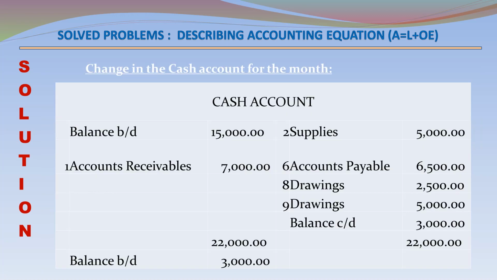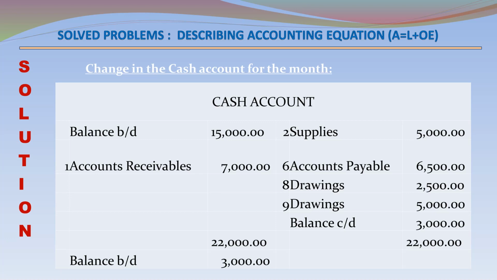Changes in the cash account for the month. Cash account. Balance brought down 15,000. Transaction 1, accounts receivable 7,000. On the credit side, transaction number 2, supplies 5,000. Transaction number 6, accounts payable 6,500. Transaction number 8, drawings 2,500. Transaction number 9, drawings 5,000.